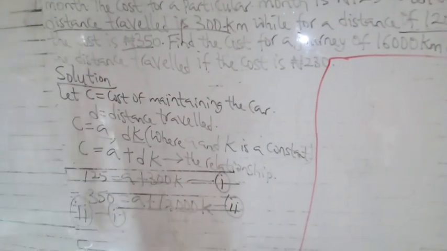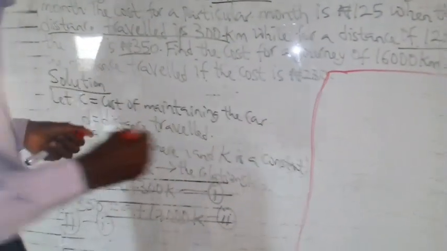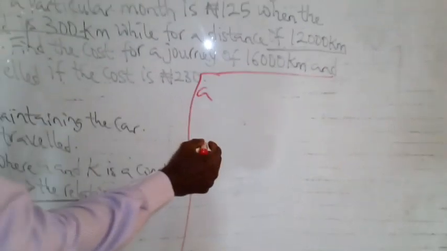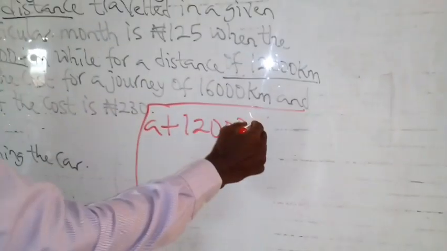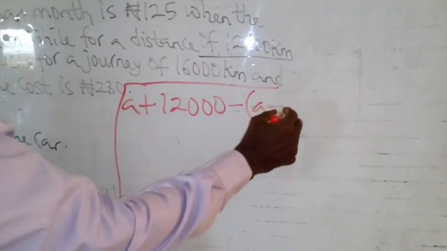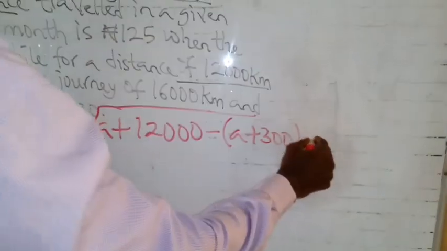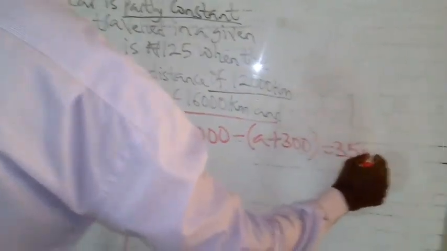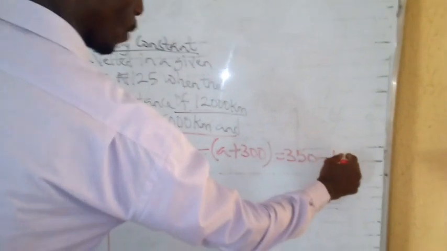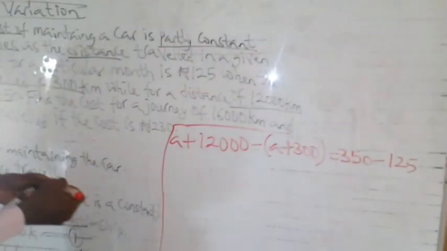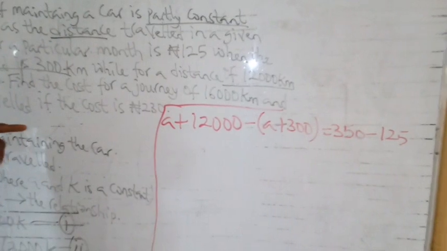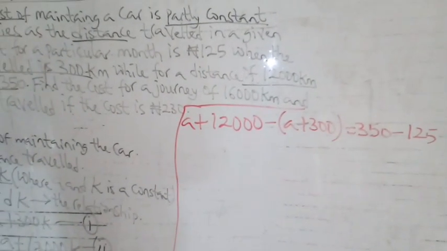Now, we want to subtract equation 1 from equation 2. That is going to be equation 2, A plus 1200 minus A plus 300 equals 350 minus 125. What we are doing here, we want to get our two constants.